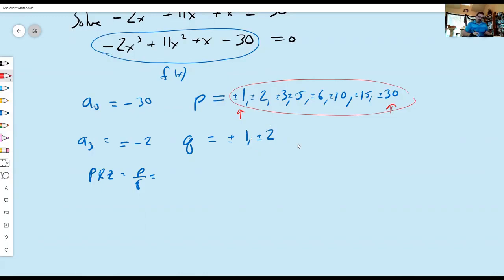So dividing by plus 1, 1 divided by 1 is plus or minus 1. 2 divided by 1 is 2. 3 divided by 1 is 3. 5 divided by 1 is 5. 6 divided by 1 is 6. 10 divided by 1 is 10. 15 divided by 1 is 15. And then 30 divided by 1 is 30. So that is me dividing by plus 1.